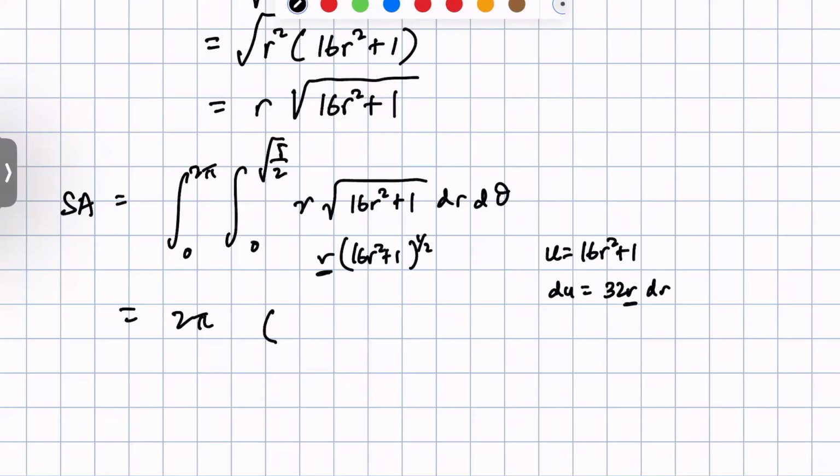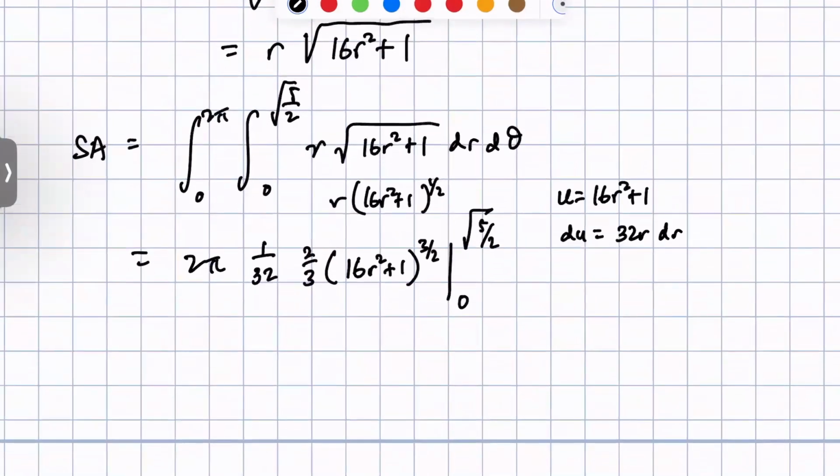So I have an r here. I just don't have the 32. So this is what I'm going to do. I'm going to treat this as the power rule, 3/2 multiplied by 2/3. But my du is going to require a 1 over 32 here, between 0 and root 5 over 2. You can do the u substitution on your own if you'd like.